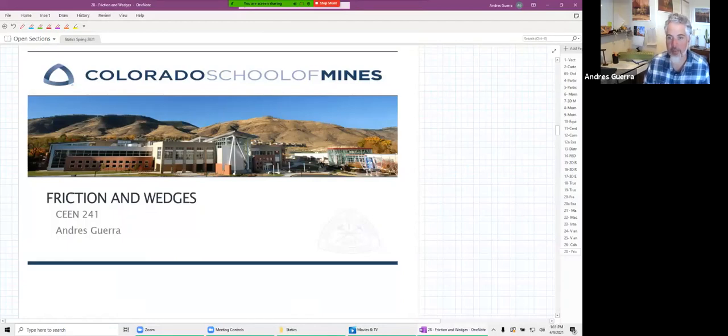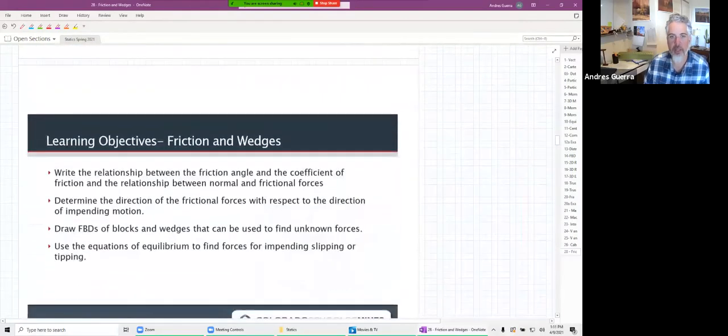Today we're going to talk about friction and wedges, which is not on the upcoming exam, but it will certainly be on the final exam.